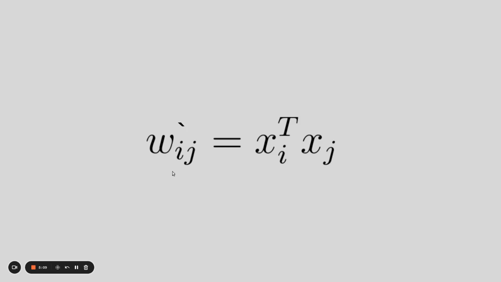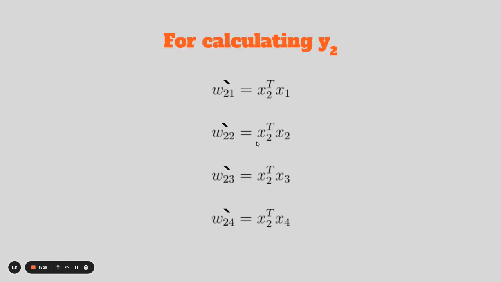So the weights are calculated using a dot product. Imagine this vector is vertical. When you transpose it, it becomes horizontal, and then you multiply it with this vertical vector again. So it's just the basic dot product that you know. I'll give you an example so that's clear.